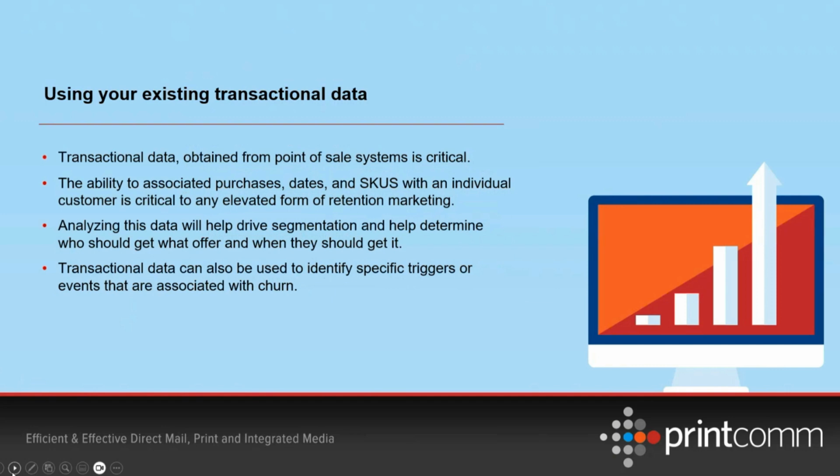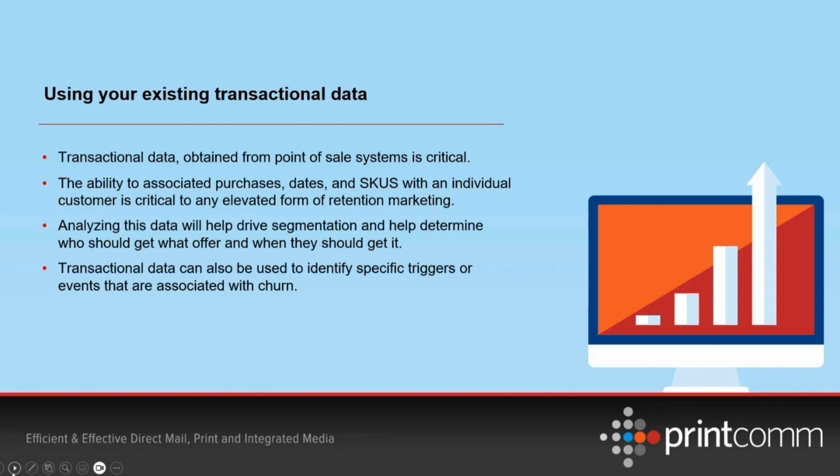Using your existing transactional data. So to do this sort of churn model type development, or cross-sell upsell, which is closely related, you really got to have point of sale system data. It doesn't matter which point of sale system. You got to have the ability to associate purchases, dates, and even SKUs with each customer. You got to have that if you really want to do really good retention marketing.